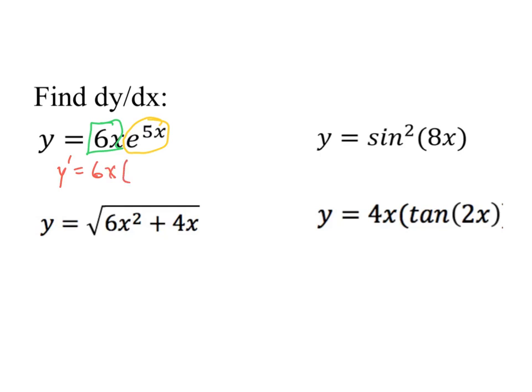The second would require a little chain rule, so it would go like that. Plus the second times the derivative of the first. You could certainly do some factoring here. You might see that on the AP exam. Maybe they factor the e to the 5x out. I would accept that answer that you have right there.